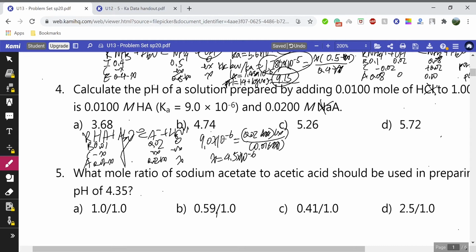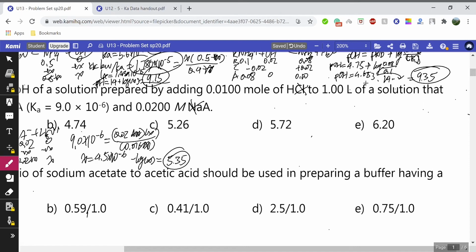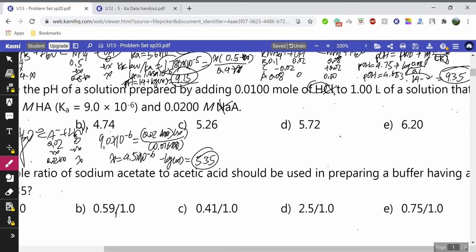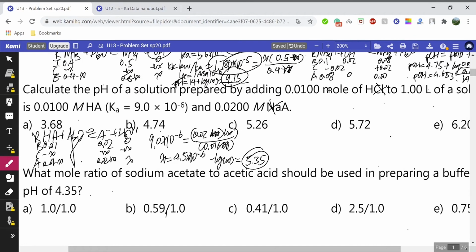X is a concentration of H3O plus, so negative log of x will give you a pH of 5.35. So that is the initial. Now we're adding 0.001 moles of HCl, which is H3O plus, our acid, because H plus and H3O plus are the same thing. So now to show the consumption of the moles, we're going to use... oh shoot, I wrote RBCA over here.